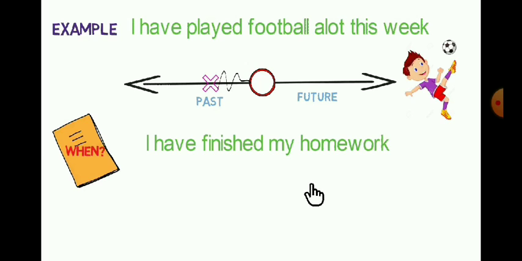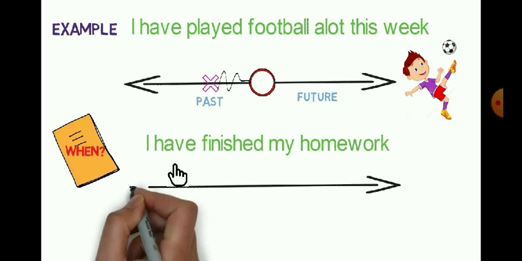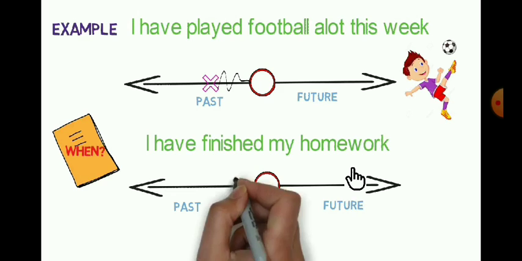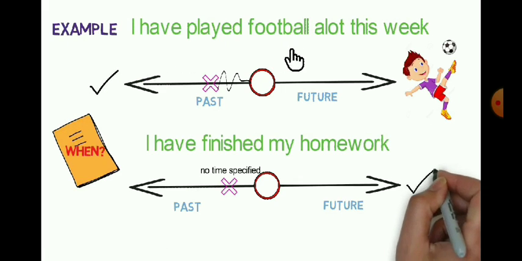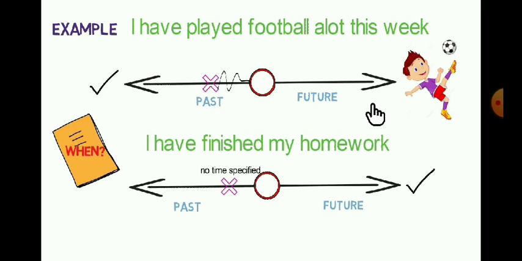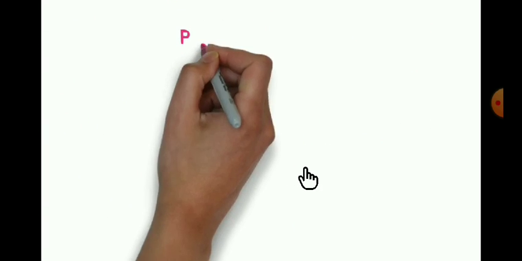Now comes the example of the second statement, where time is not specified. I have finished my work. At what time? It is not specified. When he finished his work, we don't know. The action took place somewhere in the past, but the time is not specified. For this purpose, present perfect tense is used. Understood? So the first example is for the first statement and this example is for the second statement. Again: I have played football a lot this week, and I have finished my homework, but the time is not specified.